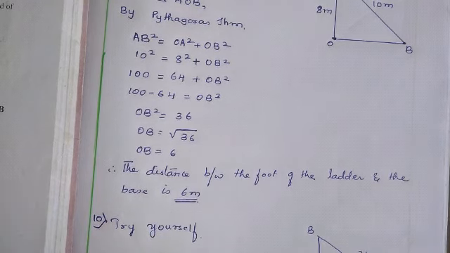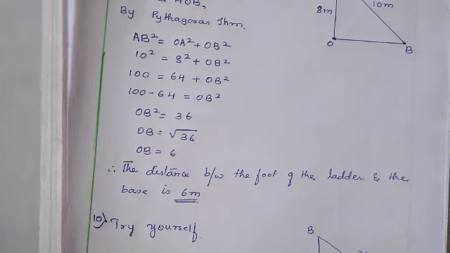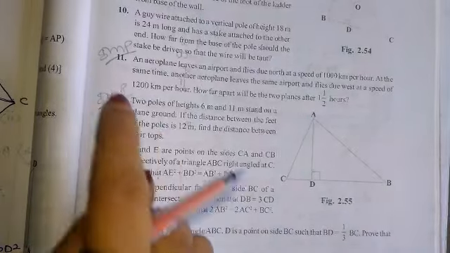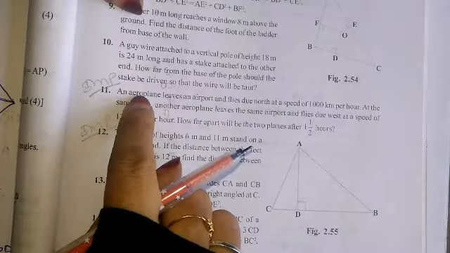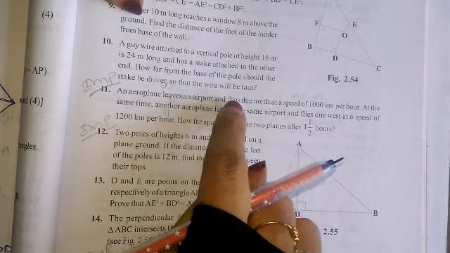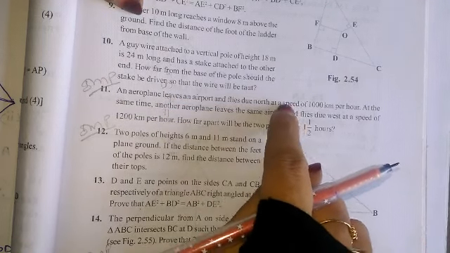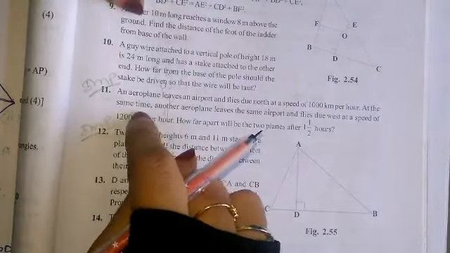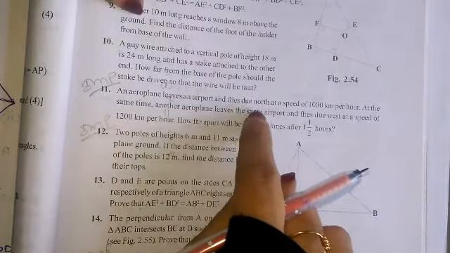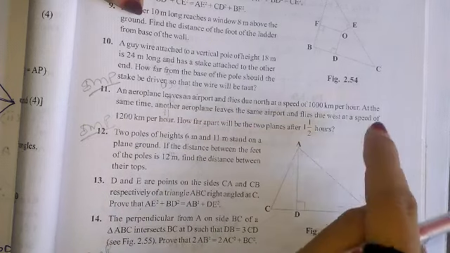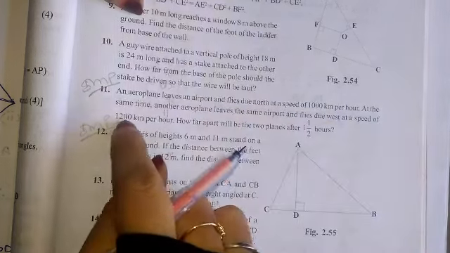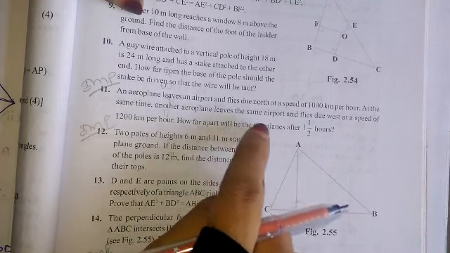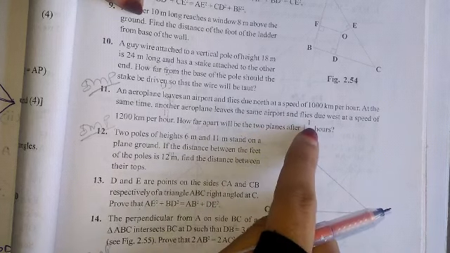Now I am going to do the 11th question, which is a little bit different. Let us read the question first. Question number 11: An aeroplane leaves an airport and flies due north at a speed of 1000 km per hour. At the same time, another aeroplane leaves the same airport and flies due west at a speed of 1200 km per hour. How far apart will the two planes be after 1.5 hours?